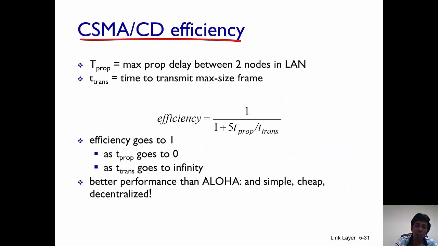So the efficiency of CSMA/CD is much better than Aloha, and that's the only thing that I want to say. And it's pretty simple. It's not as simple as Aloha, but it's very simple, and it's also decentralized, and also does not require any kind of synchronization between the nodes. So this is a formula, and I don't want you to remember this. All I really want you to know is its performance is much better than slotted Aloha, and that's the protocol that's used in Ethernet today.